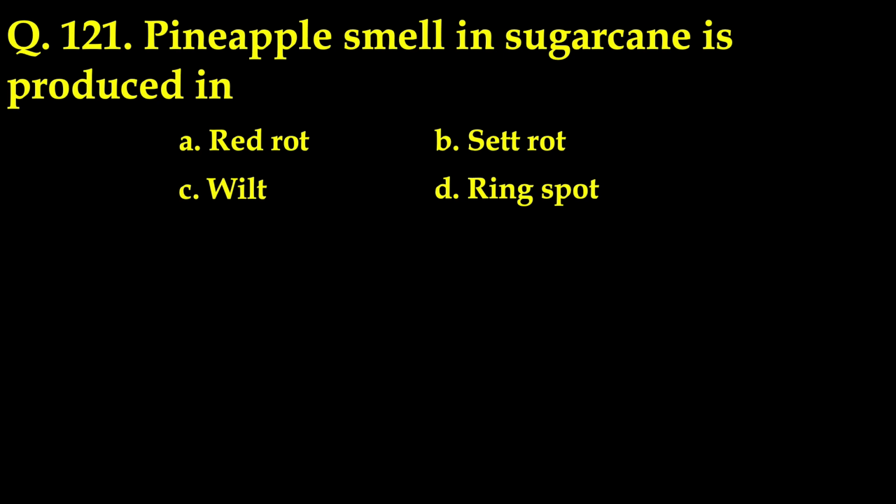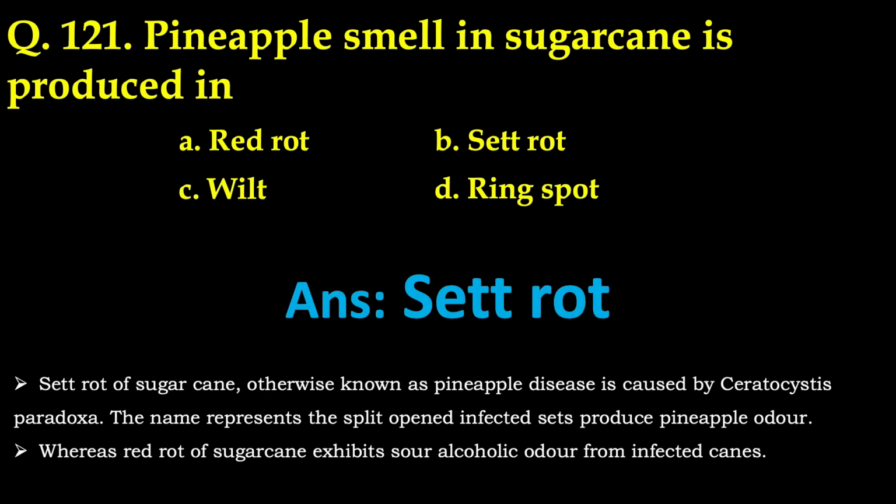Pineapple smell in sugarcane is produced in. There are 4 options: red rot, set rot, wilt, ring spot, and the correct answer is set rot. And set rot of sugarcane, otherwise also known as pineapple disease, is caused by Ceratocystis paradoxa, and the name represents that the split open infected seed produces this pineapple odor, whereas red rot of sugarcane exhibits a sour alcoholic odor from the infected canes.